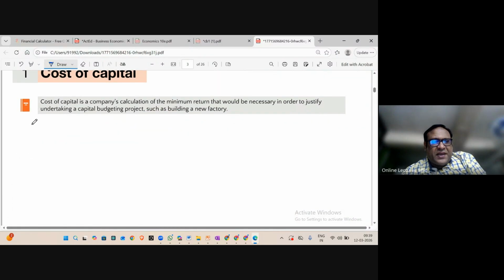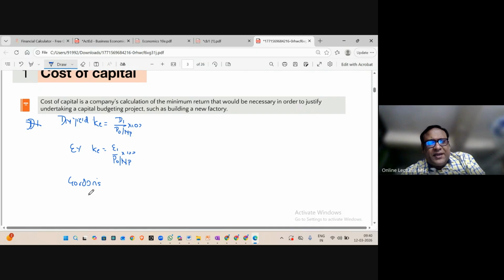See, Bhavani, if we remember the dividend yield model, KE used to be D1 upon P0 into 100. In the earnings yield model, KE is E1 upon P0 into 100. The P0 can be replaced with net proceeds. In Gordon's model, KE equals D1 upon P0 or net proceeds into 100 plus the growth. I've taught all three, right?